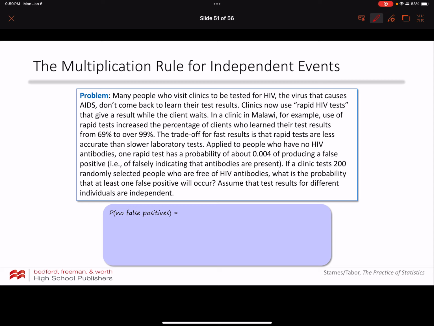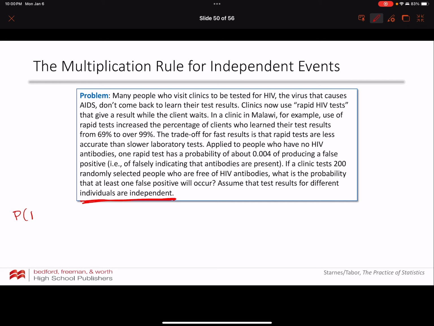If I want the probability that at least one false positive will occur, that's really the probability that we have one false positive or the probability that I have two false positives, and these are independent, plus the probability that I have 3 false positives, plus 4, plus 5, plus 6, all the way up to 200. This would take me forever to figure out. So I'm going to use the complement rule.